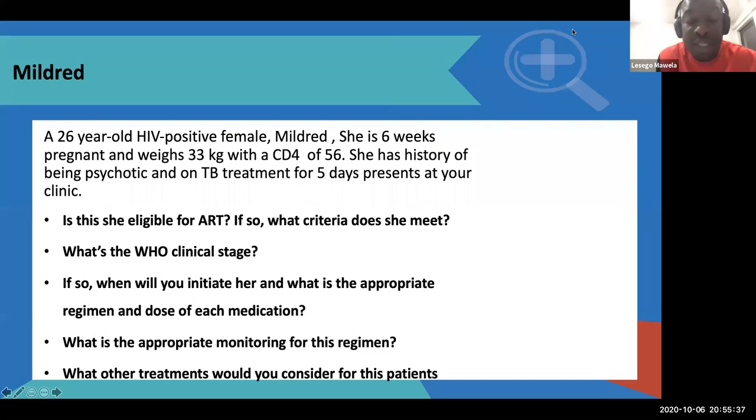Remember, we stage patients based on a clinical condition that they have. You must have a reason for the staging that you choose, right? So, does she qualify for ARVs? Who wants to propose a regimen? Which 3 drugs will you choose for this patient? Can you try and type, if possible? TEE, tenofovir, emtricitabine, efavirenz. Any offers? Come, guys.